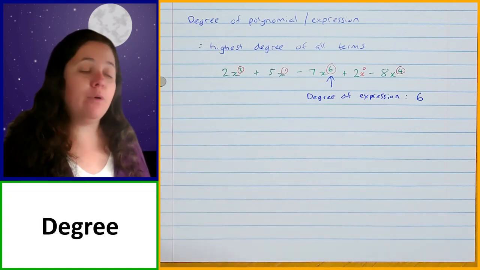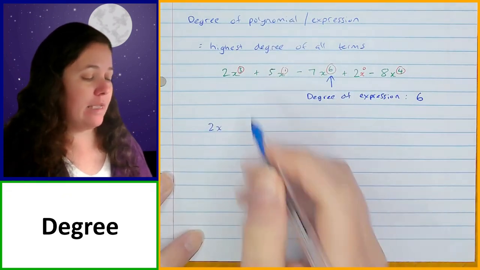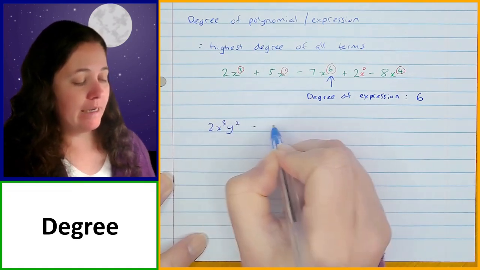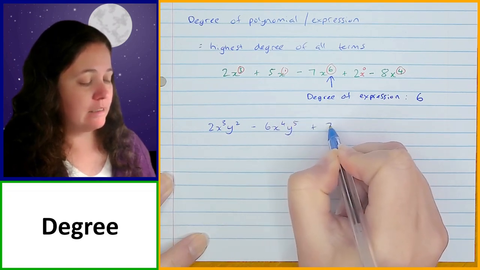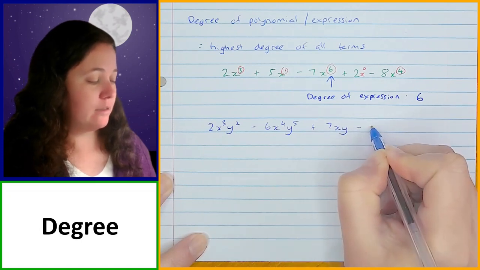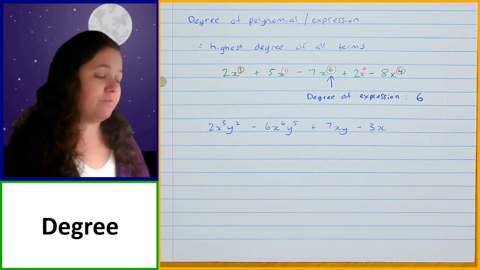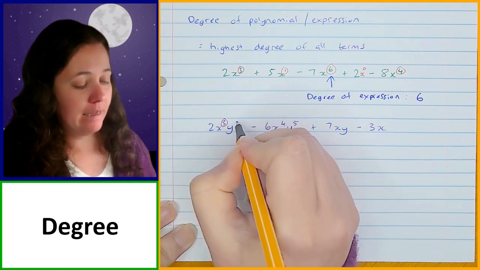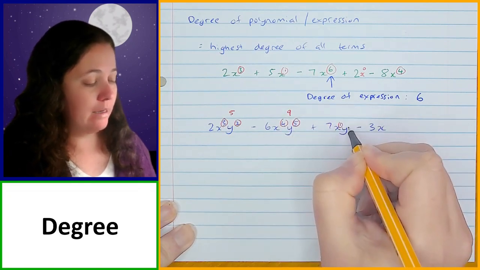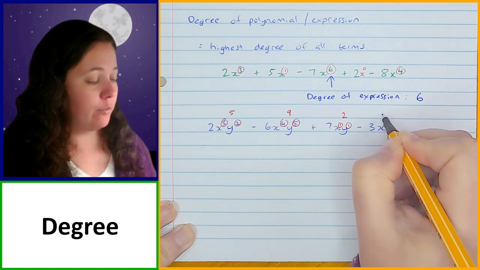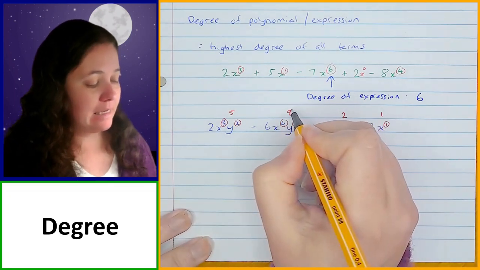If you've got more than one variable, then you have to add up all of them to be able to work it out. So if you had something like 2x cubed y squared minus 6x to the 4y to the 5 plus 7xy minus 3x. Okay, then we're going to take each of those terms and we're going to work out their degree. So over here I've got 3 and 2 makes 5. Here I've got 4 and 5 makes 9. Here I've got 1 and 1 makes 2. And here I've got 1 makes just 1. So the highest one is the 9.